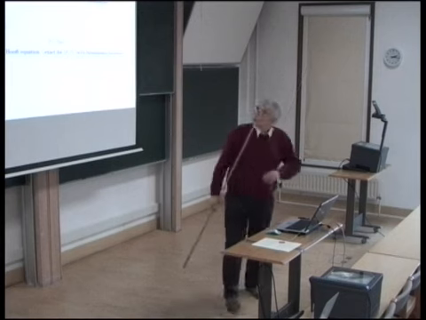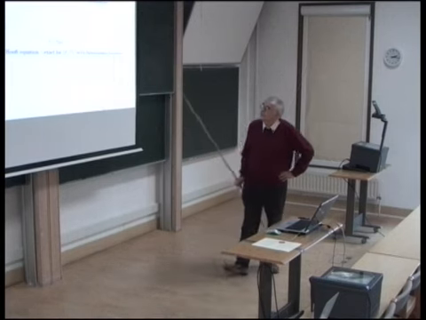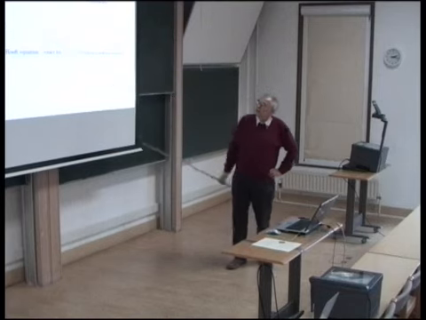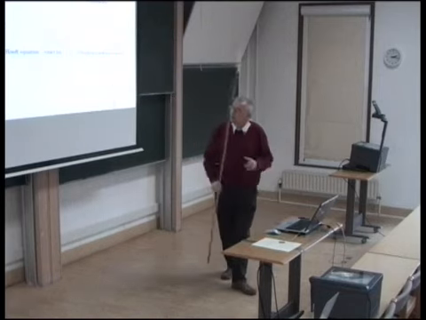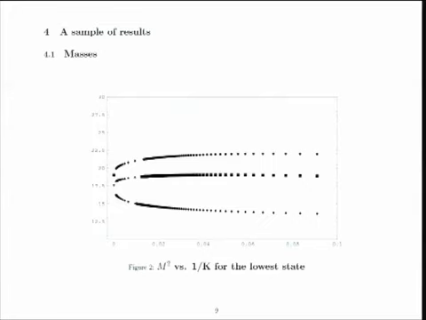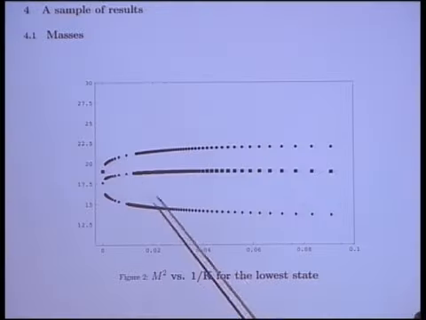Okay, so now the cutoff. If we want to attack this numerically, we have to cut the multiplicity. And as I said, in the Hopf case, Nmax was 2 because of the fermionic representation. So this is a sample of results. This is the mass of the lowest state as a function of 1 over k, so you want to reach 0, and this is how this light cone discretization works, and this is the result of these equations.